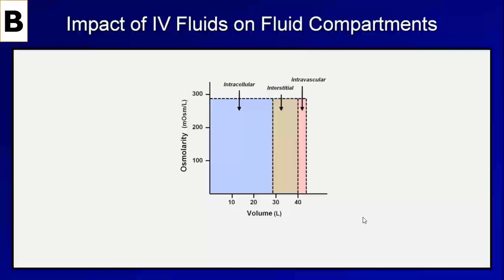When I prescribe IV fluid for a patient, I should expect which compartment will increase and whether the osmolarity will change or not. So suppose this is the normal body, and we have the intracellular compartment, the interstitial compartment, and the intravascular compartment, and the serum osmolarity of about 290. This is the normal.